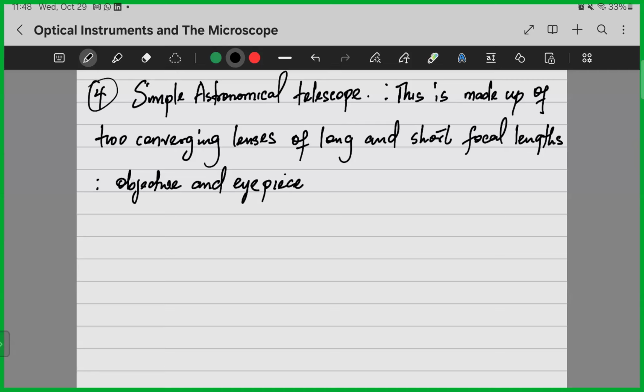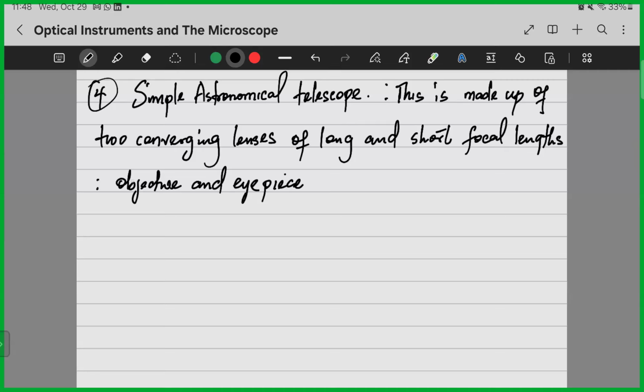So I can say these converging lenses are objective and eyepiece, where the focal length of objective is always greater than the focal length of eyepiece. So take note of this. It's just like saying the focal length of objective is always greater.